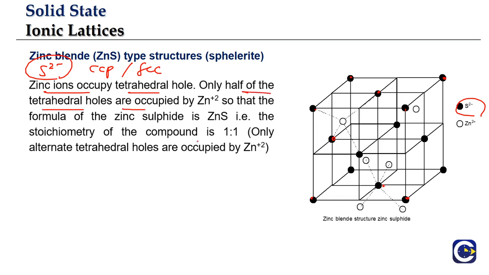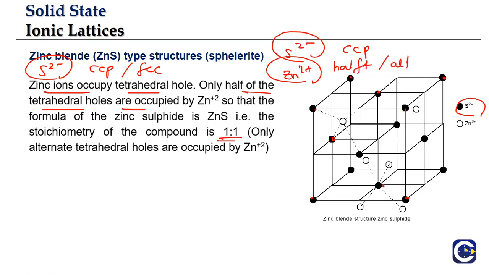So since they are occupying only half of the tetrahedral voids, right, what will be the ratio between them? It is going to be 1:1. And the important thing that we need to remember is what? The sulfide ions are forming the CCP, and zinc ions are occupying only what? Half or alternative tetrahedral voids. We can see here how many zinc are there inside. There will be only 4 of them. So thereby the ratio becomes what?